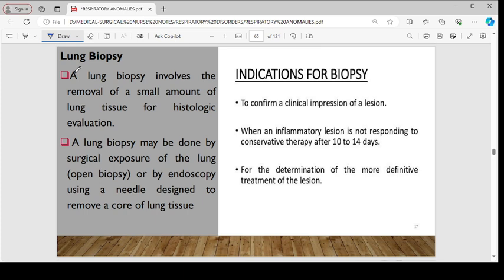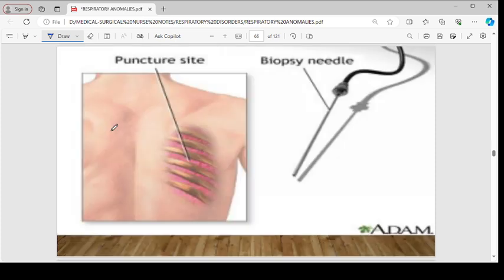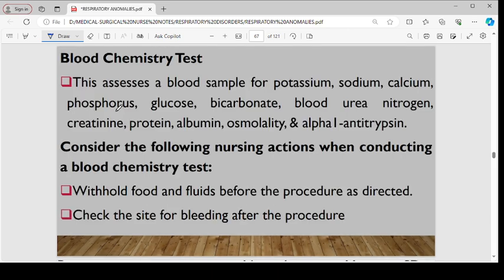Lung biopsy involves the removal of a small amount of lung tissue for histological evaluation. Lung biopsy may be done by surgical exposure of the lung, which is an open biopsy, or by endoscopy, that is using a needle designed to remove a core of lung tissue. We do this biopsy to confirm a clinical impression of a lesion, or when an inflammatory lesion is not responding to conservative therapy after 10 to 14 days, or for determination of a more definitive treatment of that lesion. Okay, that should help.